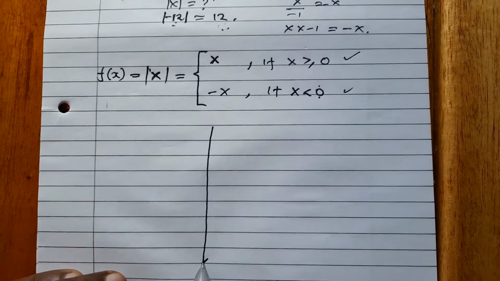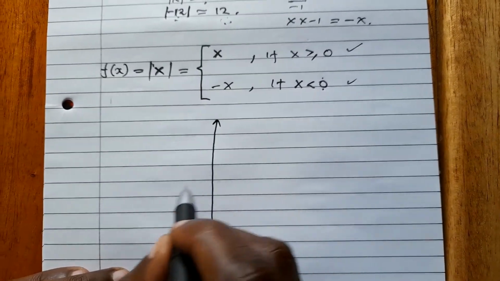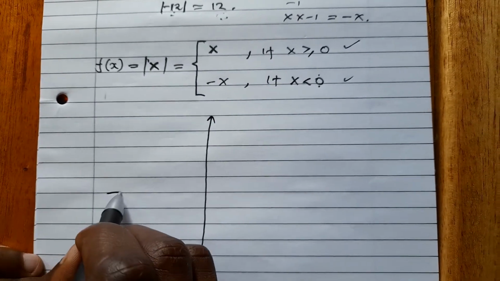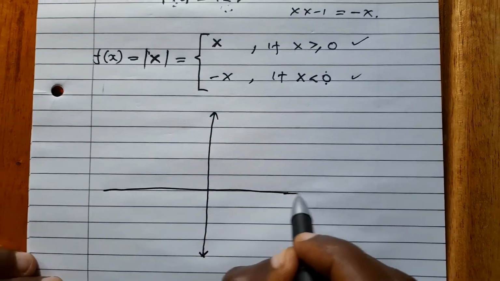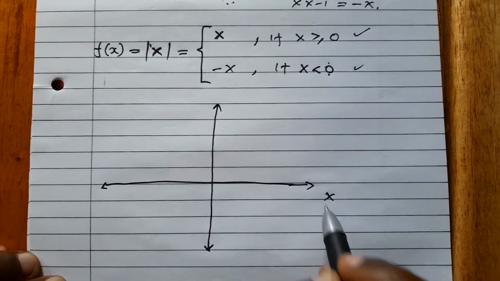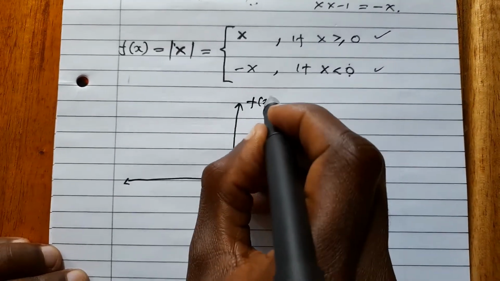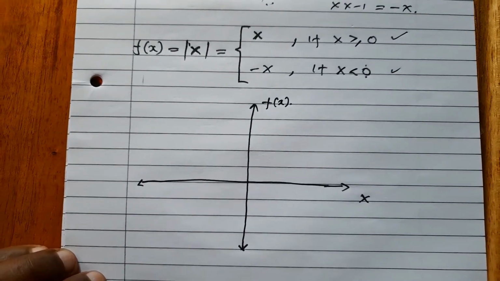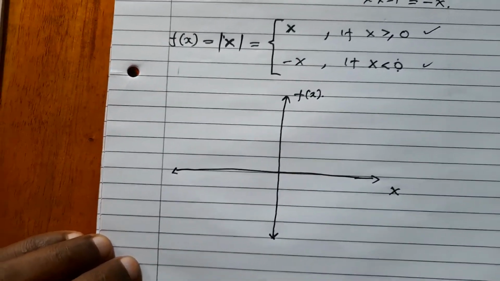And here is the graph. We can represent this function on a graph like that. This is my x and this is my f of x, like that. That is my f of x.